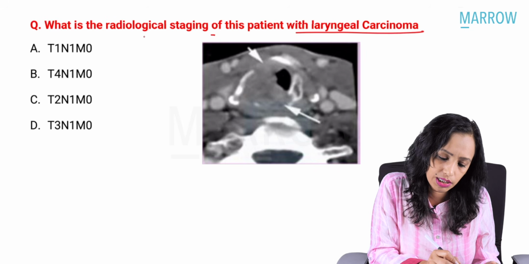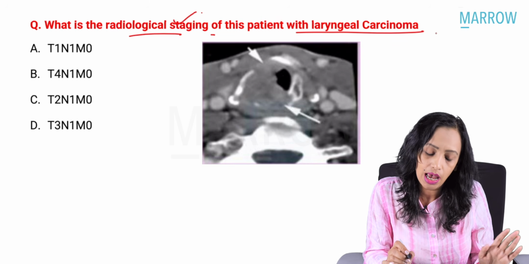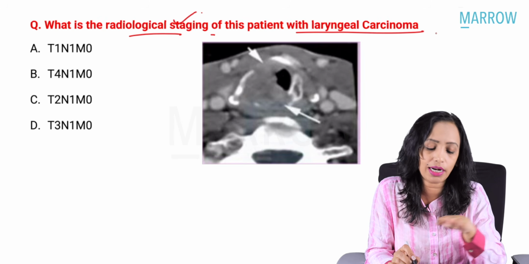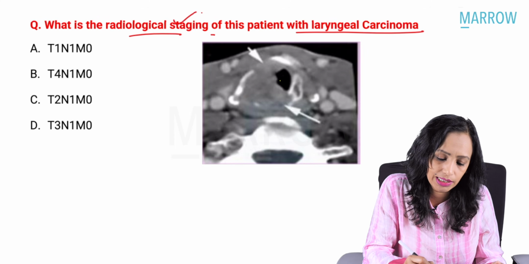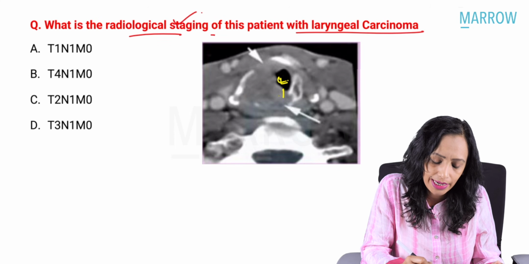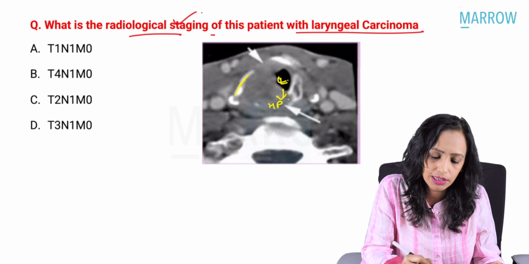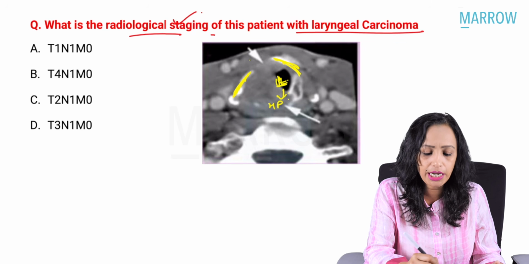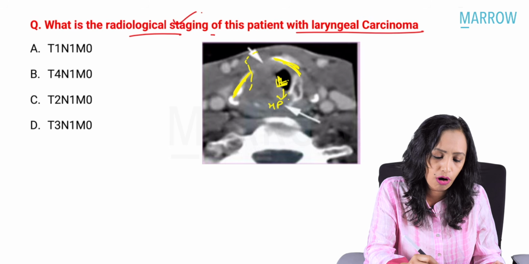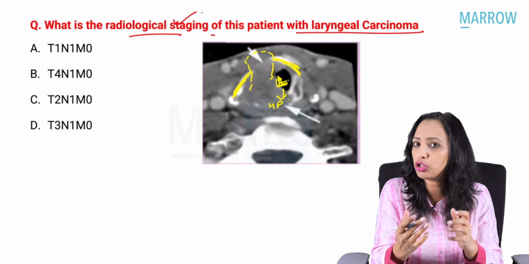Here what is asked is the staging of a laryngeal carcinoma. We know that what we are seeing is an axial cut section, a transverse cut section at the level of the larynx, right? So this lumen that we are seeing is the larynx lumen. Behind the larynx will be the hypopharynx, right? And anteriorly, what will this be? This is the thyroid cartilage. What we are seeing here is complete, through and through erosion of the thyroid cartilage. The complete cartilage appears to be missing.